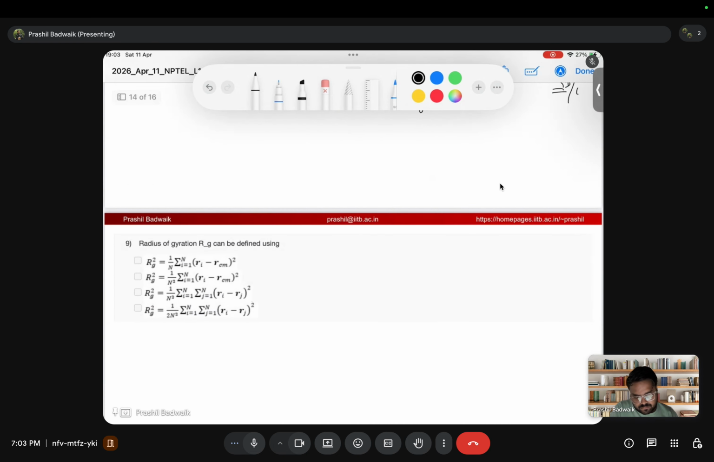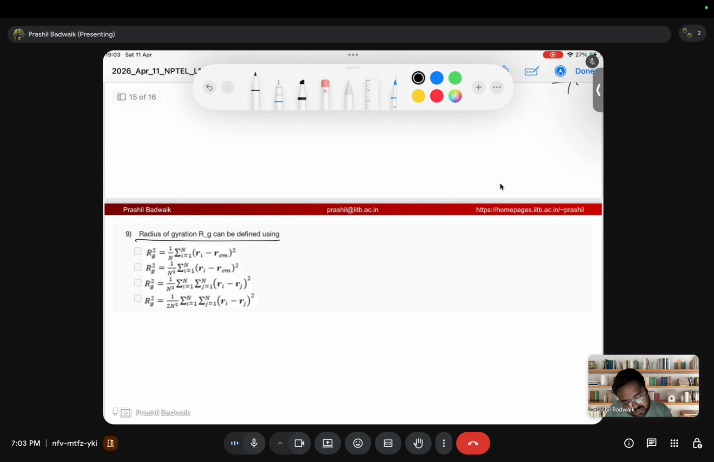Then, radius of gyration. I have a system and I have a polymer over here. I want to calculate what is its diameter overall, I should say. Okay, what is its diameter? That is measured as Rg, the radius of gyration.